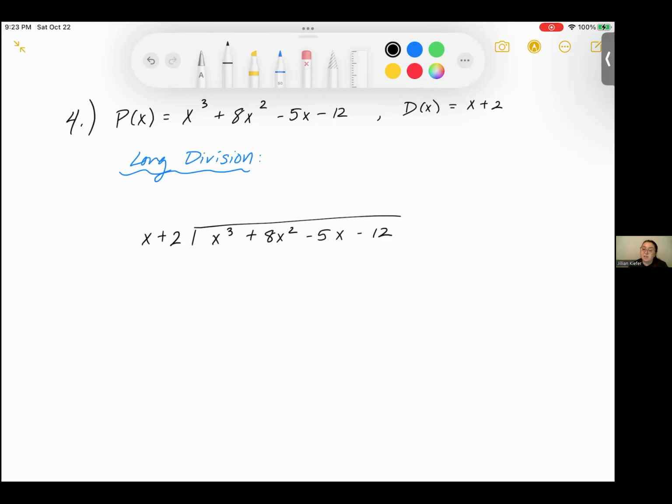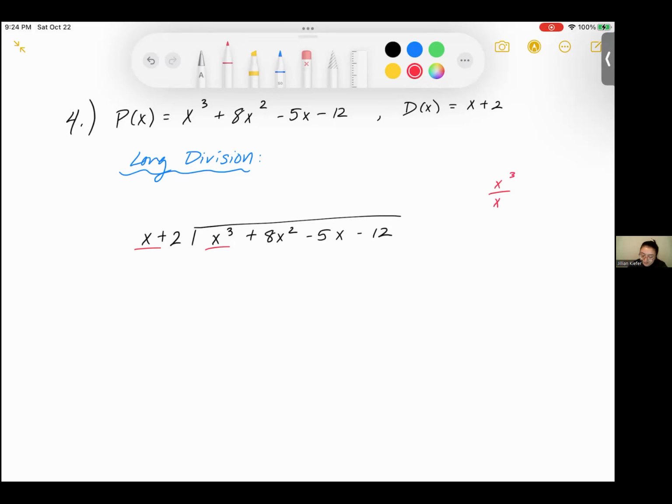In our case, we don't have any missing terms, but if we did, we would want to write 0x to whatever power it was supposed to be there. So, all right. For our very first step in long division, you always want to divide the leading term of the dividend by the leading term of the divisor. Leading term of the dividend would be x cubed. Leading term of the divisor would be x.